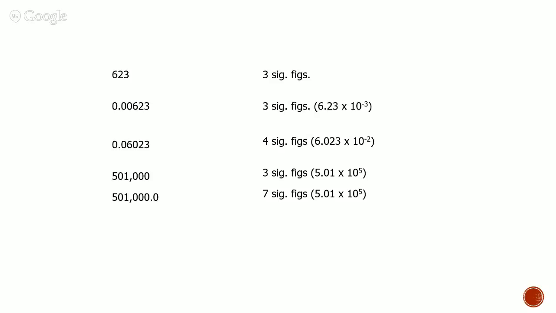So again, the 5 and the 1 count, the 0 between the 5 and the 1 counts, and now there are 4 zeros at the end, and they count. So that gives us a total of 7 significant figures. Oh, and I messed that one up too. All right, confession time. There we go.